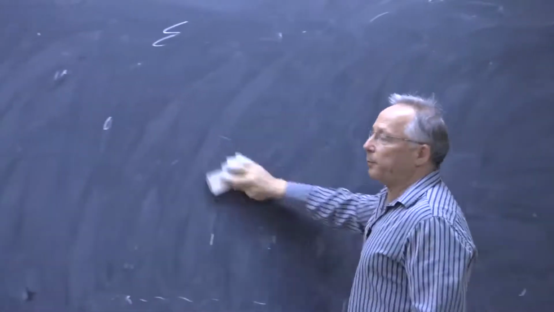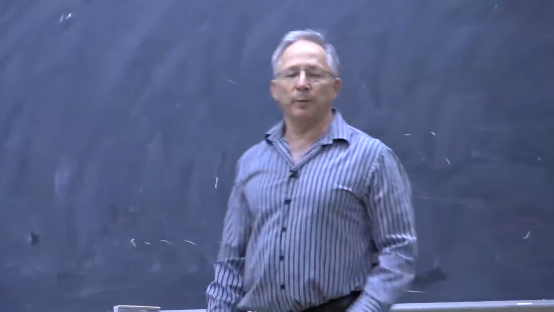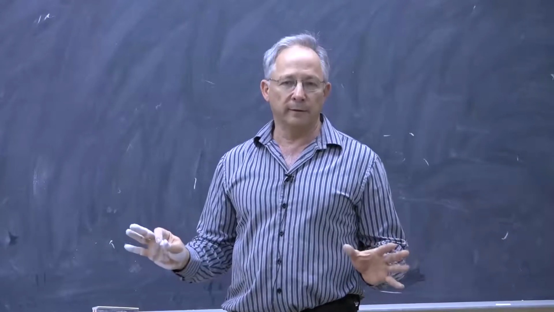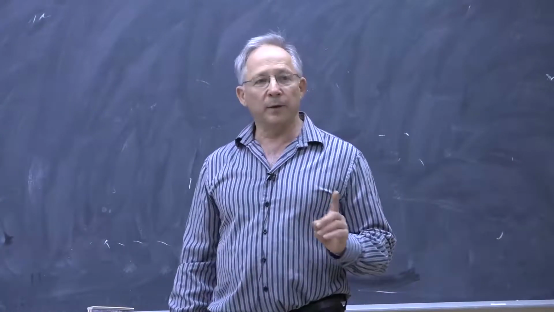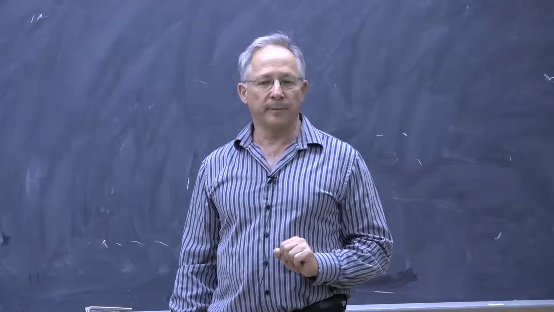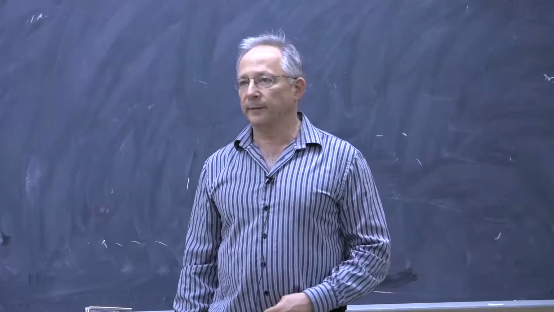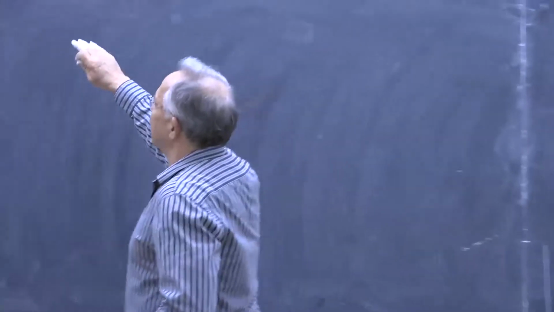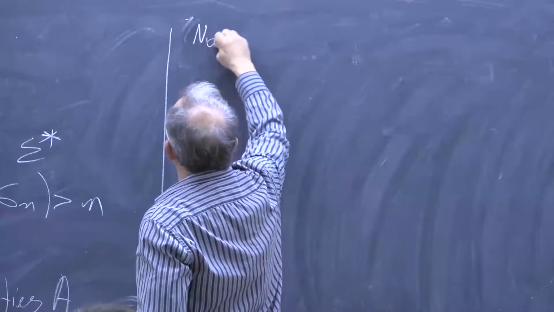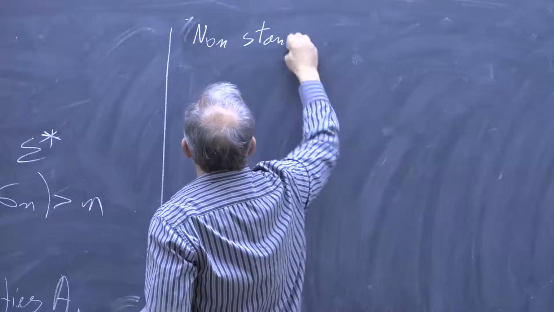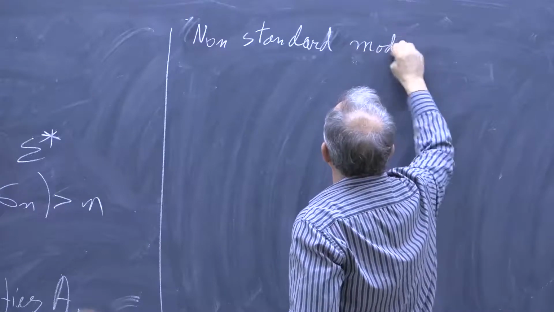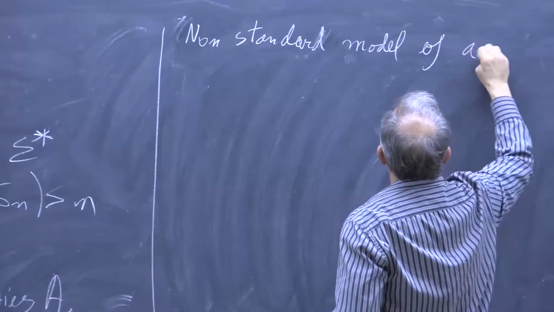And now I want to use compactness in a positive way. So far I used compactness in a negative way. I used compactness to show you certain tasks are not doable. But now I want to show it in a positive way. So the way I'm going to show it in a positive way is a very interesting idea. It's called the non-standard model of arithmetic.